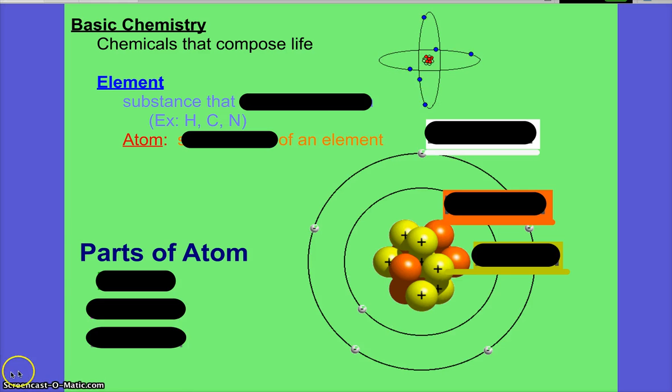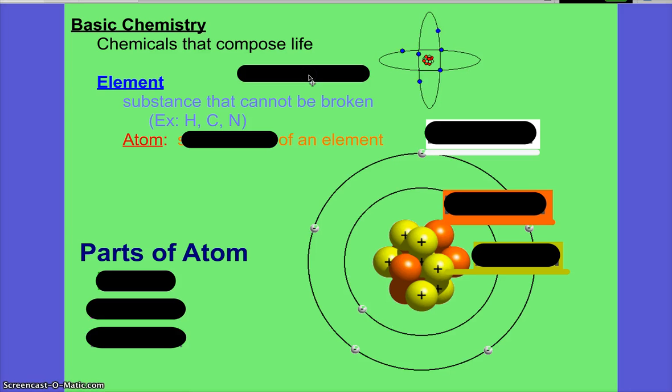Okay, so what I want you to know about an element is that it is something that you cannot break apart. It's what it is. What they do is combine. And that's what we're going to learn about elements in this unit. An atom makes up an element, and it's what we call the smallest unit of an element. And an atom has 3 parts.